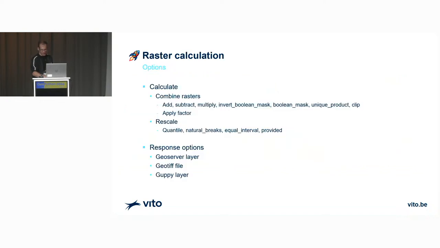So this raster calculation API supports the combination of rasters with different algorithms like add, subtract, multiply, Boolean masks, unique products, and clipping. With each step you can apply a factor to the raster layers, and you can have some rescaling. We now support quantiles, natural breaks, equal interval, and a custom provided rescaling for this matrix legend. We had to have a custom rescale type. The response options are that it creates a GeoServer layer for you if you're working with a GeoServer, a GeoTIFF file directly streamed to the browser, or a Guppy layer.